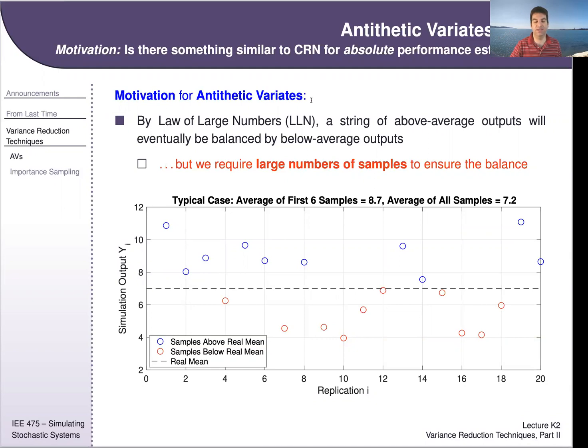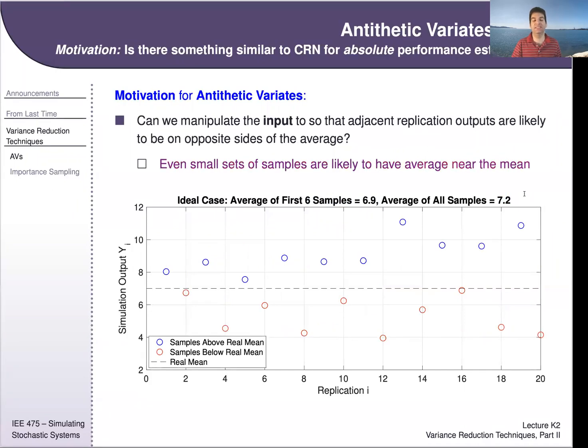So this is our typical case here, where we've got a string of good, a bad, a string of good, and a string of bad, and so on. The average we're trying to estimate is 7.2, but the average of the first 6 samples is 8.7, far above 7.2. What we would like is to somehow get those sorted so that everything that's above average is immediately followed by a response that's below average, and then above average, below average, and so on. Of course, we can't just run 1 million simulations and sort them.